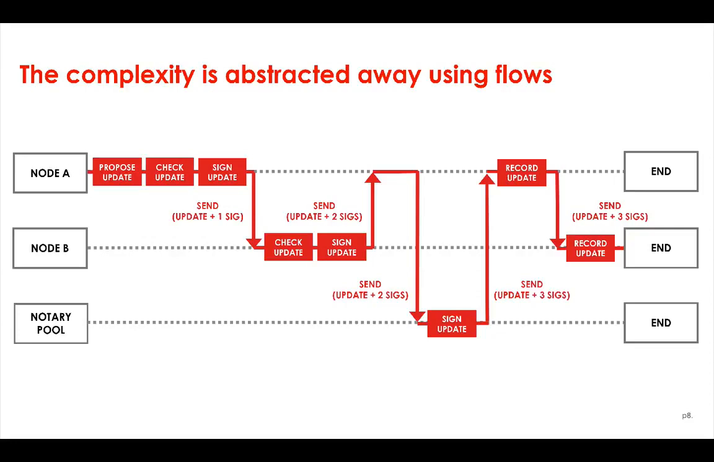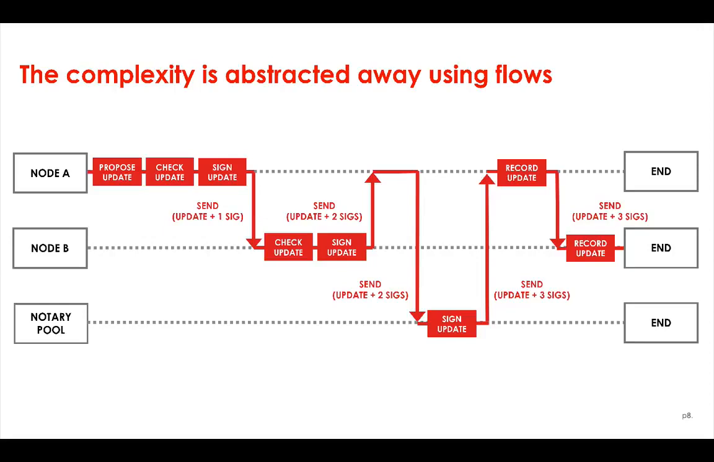The flow then tells node B to verify and sign the transaction it receives before sending it back to node A. It then tells node A to send the transaction onto the notary pool. It tells the notary pool to sign the transaction before sending it back to node A. The flow then tells node A to record the transaction and send it to node B. And finally, the flow tells node B to record the transaction.